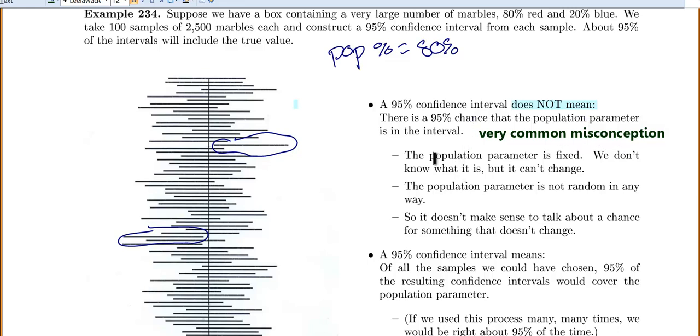Okay, this is why it's wrong. This is why you can't say that. The reason why is the population parameter or percentage is fixed. We don't know what it is, but it's not changing. So I might not know what percentage of red marbles there are, but if I counted them all, I would be able to find the true population percentage. It's not variable, it's not changing, it's a fixed value. Okay. And the population percentage is not random in any way. So it doesn't make sense to talk about a chance for something that's not changing. Okay. So that's why this misconception is wrong.